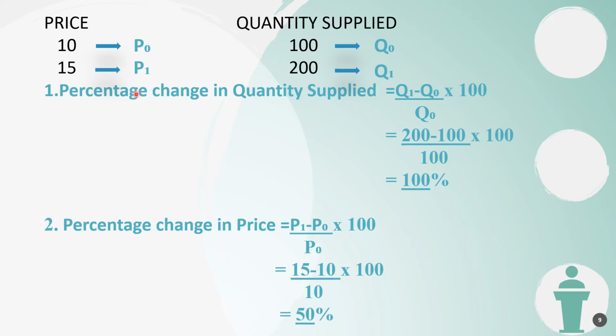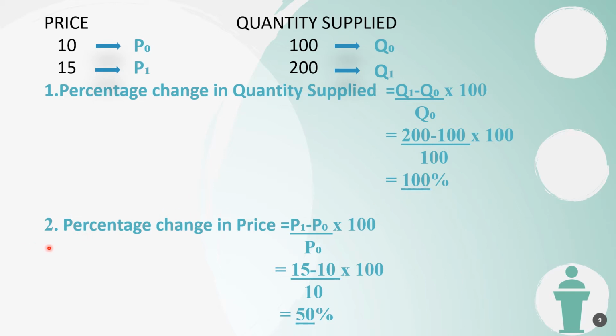The first step, percentage change in quantity supplied. We are not given the percentage change in this problem, so that means we have to find it out. How do we find it out? New quantity supplied minus original quantity supplied divided by original quantity supplied multiplied by 100, or Q1 minus Q0 upon Q0 into 100. Here we have substituted the values. You can see here Q1 is 200, Q0 is 100 and divided by Q0, which is 100 again. When we cancel out 100, 200 minus 100 is 100. So we get the value 100%. So the percentage change in quantity supplied is 100%.